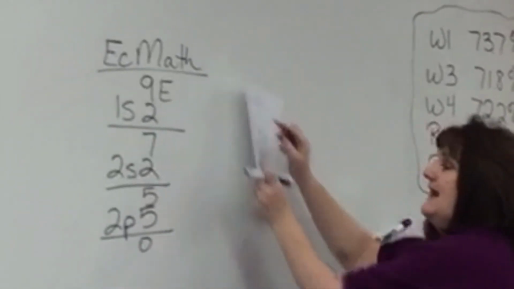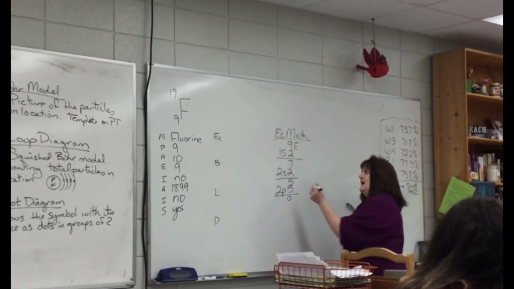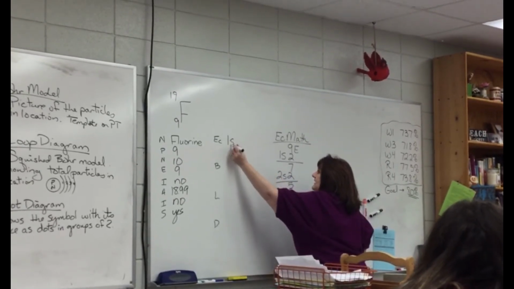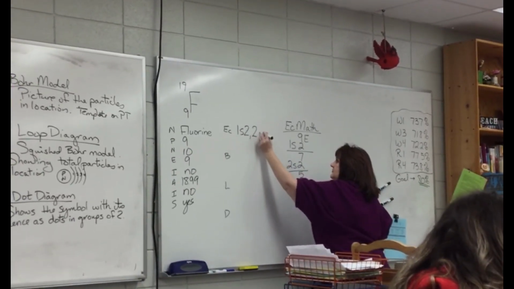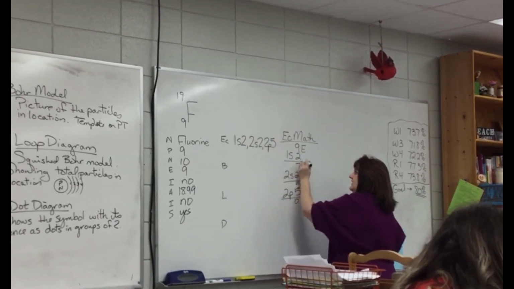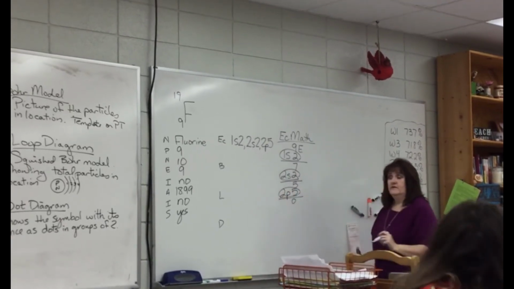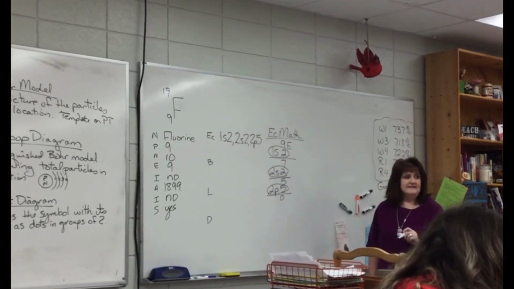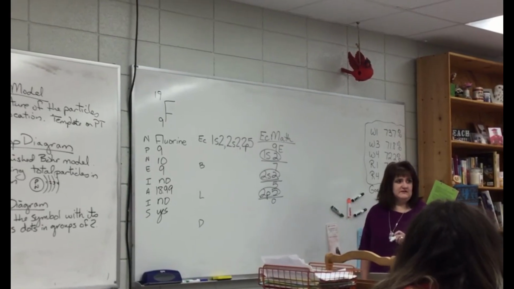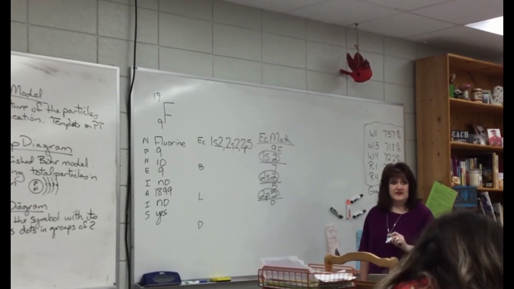And the answer to the electron configuration is hidden inside the math. It is the 1s2, 2s2, 2p5. It's inside the math. That's the electron configuration. And again, you have to do 5 problems on your own today.